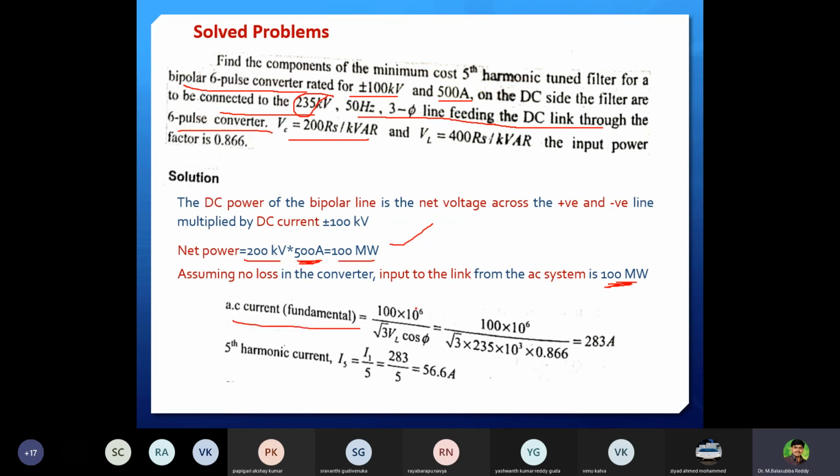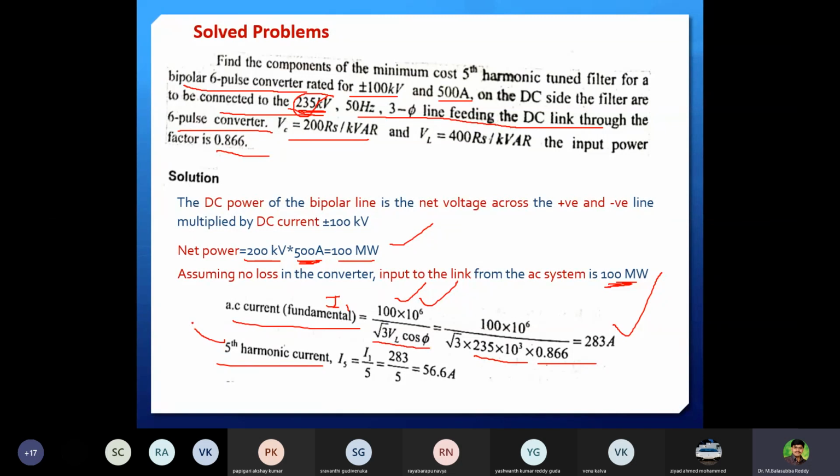Now the AC current, fundamental and fifth order. For the fundamental, power divided by root 3 VL into cos phi. Cos phi is 0.866. Power is 100 megawatt, so 100 into 10 power 6 by root 3. The voltage connected to the source is 235 kV, and the power factor is 0.86. So we get the fundamental AC current, which I can represent as I1.